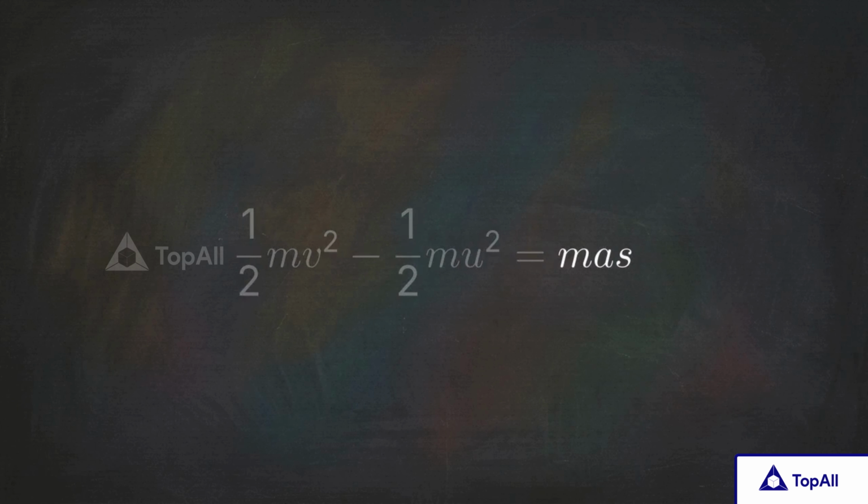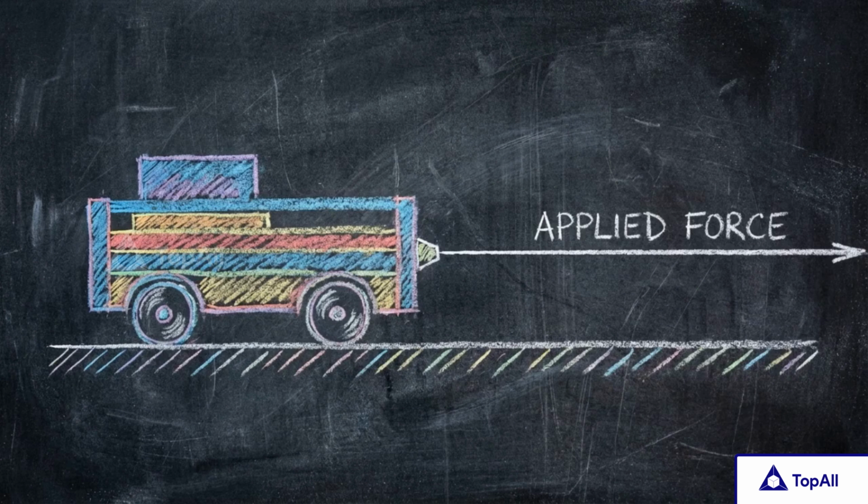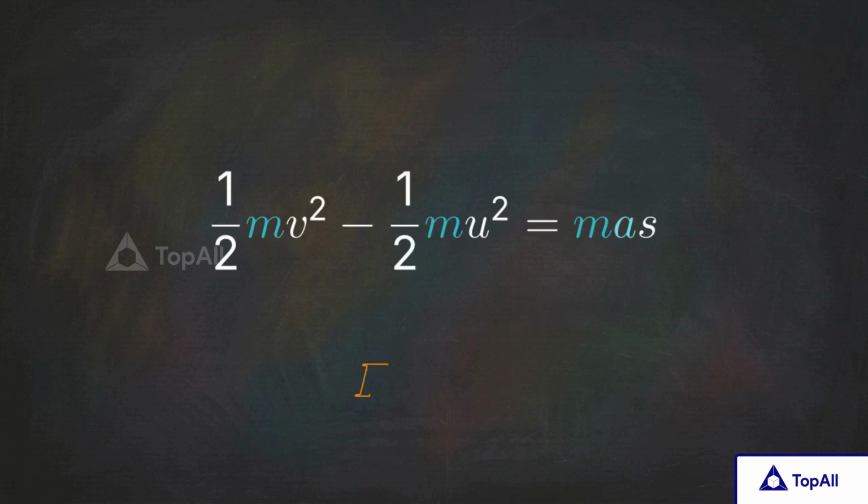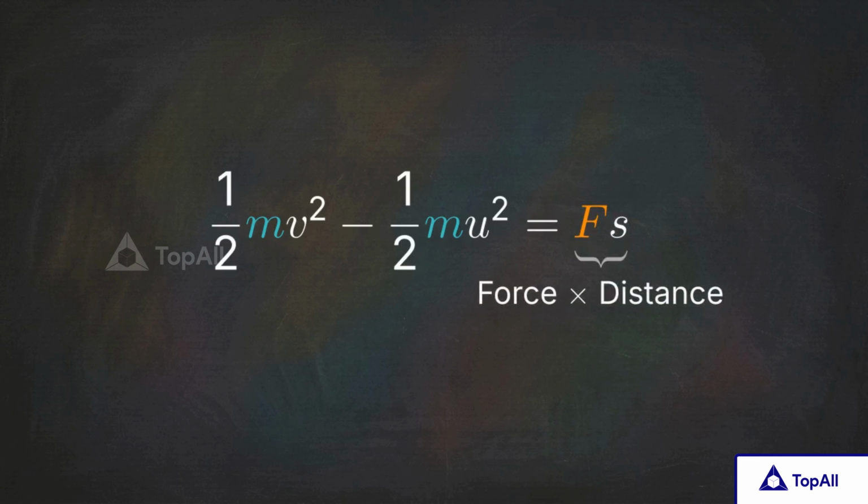Look specifically at the right side of the equal sign. We have isolated the object's mass times its acceleration, or ma. This specific pairing allows us to invoke Newton's second law. Newton's second law states that the net force applied to an object equals its mass multiplied by its acceleration. Because force equals mass times acceleration, we replace the ma with a capital F. The right side is now simply force multiplied by distance.